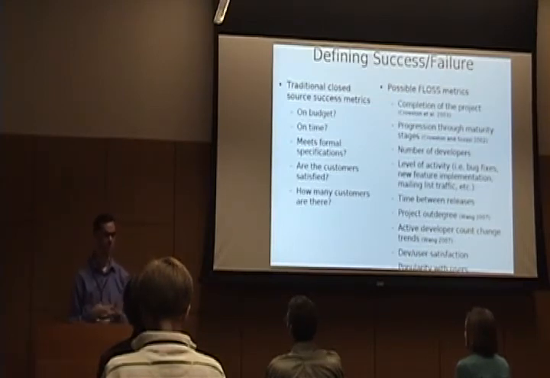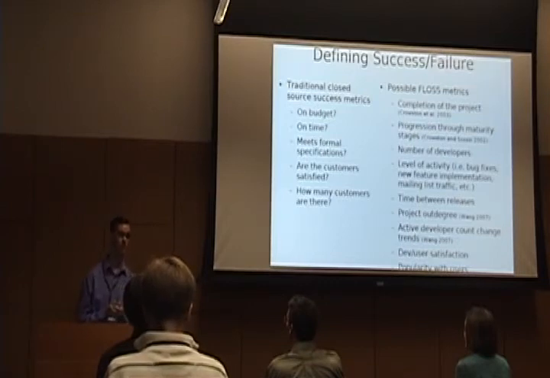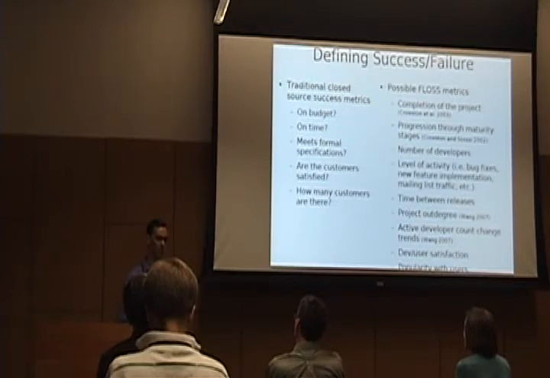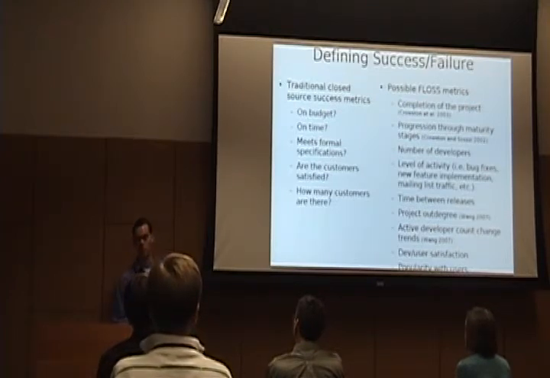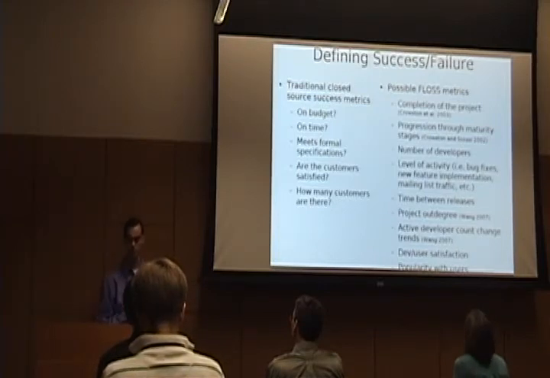Unfortunately, those don't apply particularly well in open source. There is no budget or time. Well, there's not really a schedule. And it's actually been shown that normally open source isn't even using what we would consider formal specifications to specify what the software has to do. So people have come up with a number of different metrics that potentially can be used in the case of open source. One is just to look at, did the project get completed?